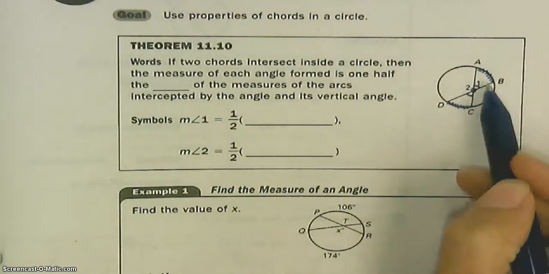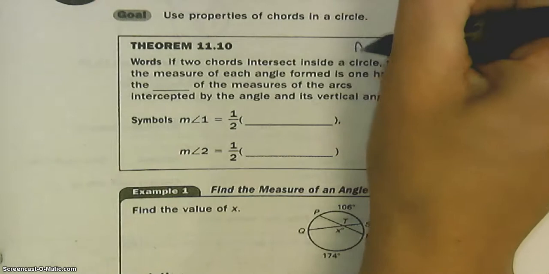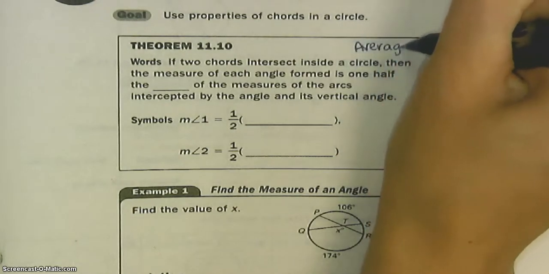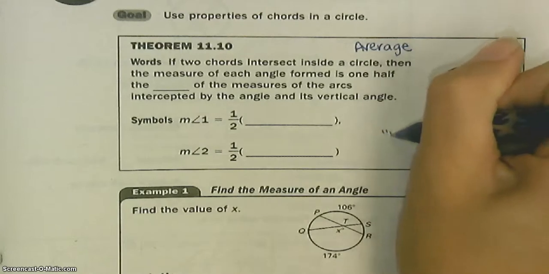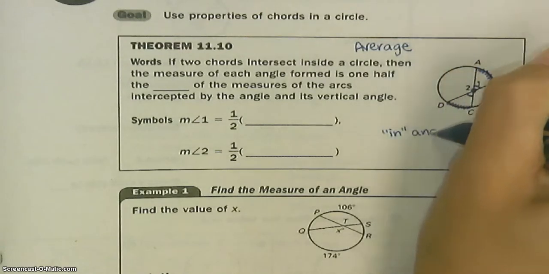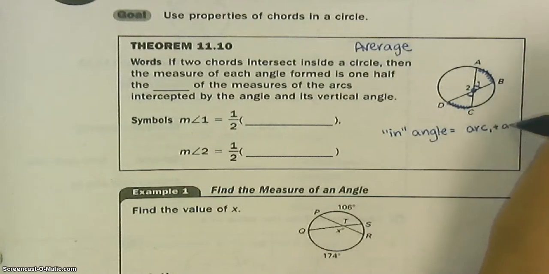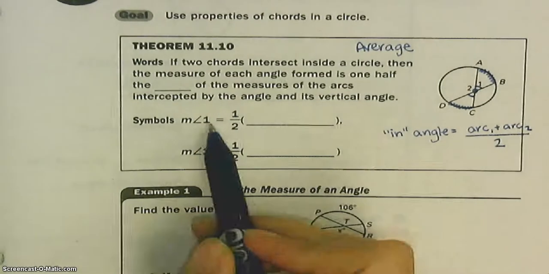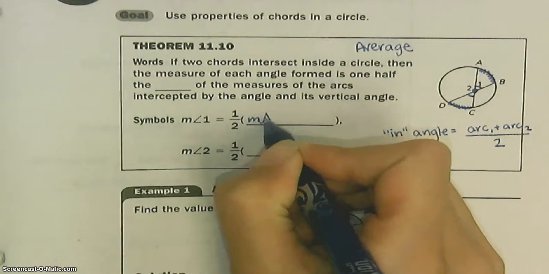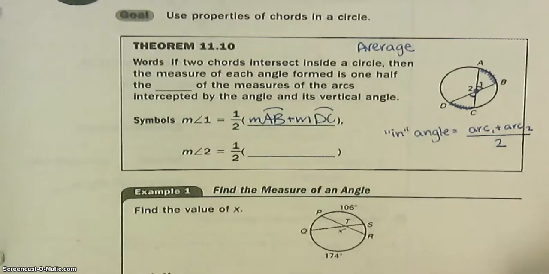So which arc do we use? We're going to use both. We're going to take the average. It's kind of the word we're going to focus on here. So we're going to average the two arcs together. So remember, an in angle creates two arcs. So you add one arc to the second arc and you divide by 2. That's how you average. So angle 1, you would want to use arc AB and arc DC.